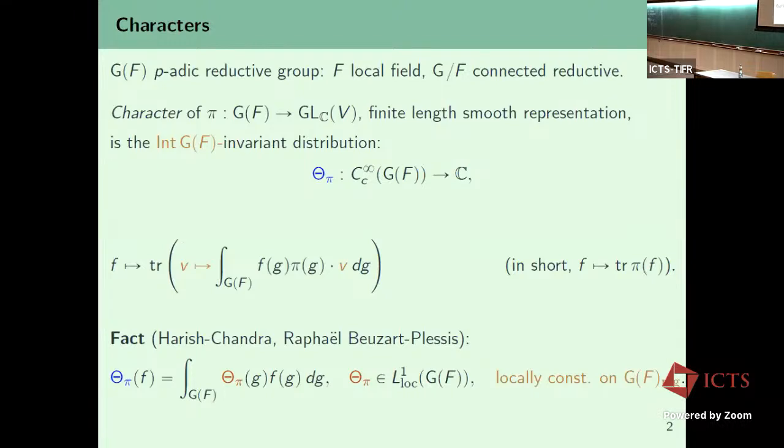However, it is also true, though we will not need it quite for this lecture, that you can actually think of that distribution trace as actually a function trace. Okay, so this is a deep result of Harish-Chandra in characteristic 0. And an independent stunning recent proof which is characteristic free is there by Raphaël Beuzart-Plessis.